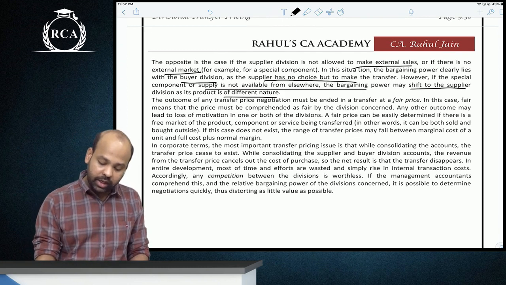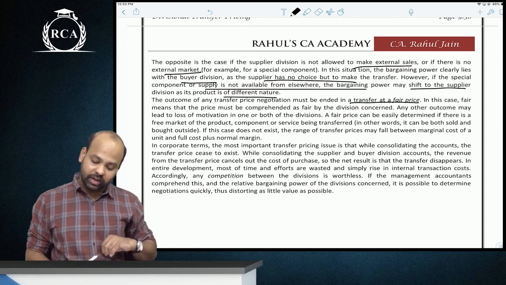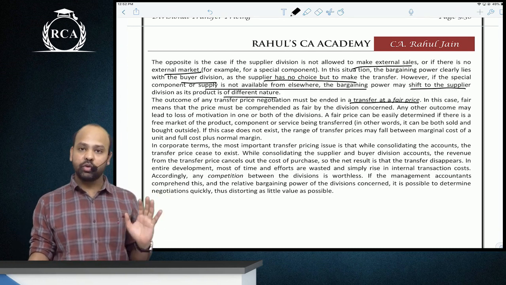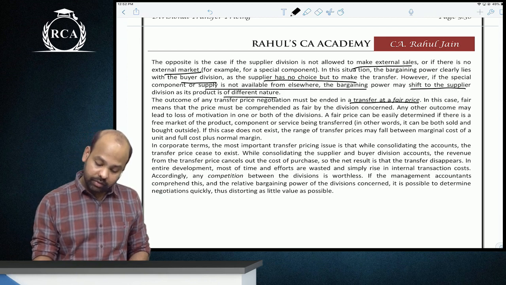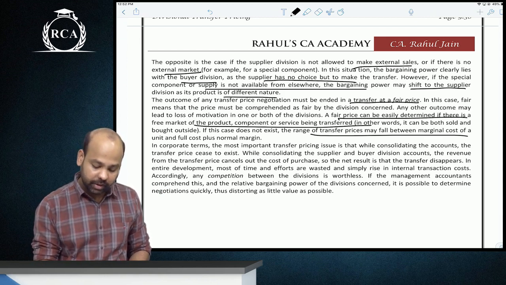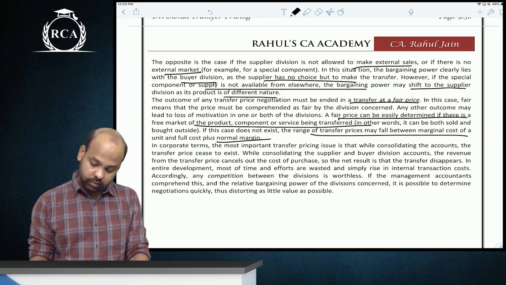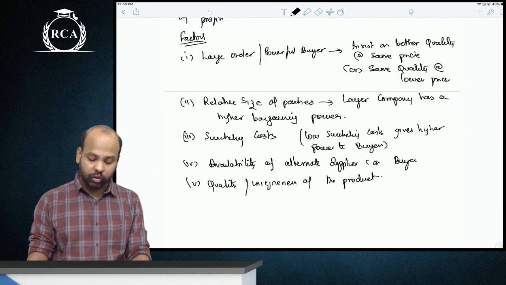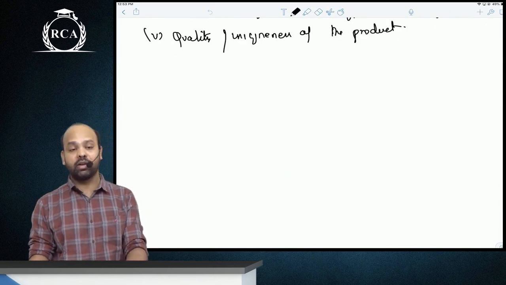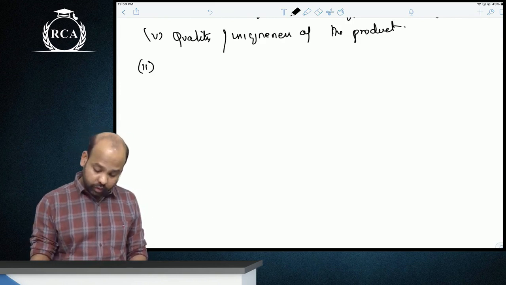The outcome of any transfer price negotiation must end in a transfer at fair price. Fair price is something where both are happy. So here, if there's a lot of free market, then fair price can be easily determined using the free market. Otherwise it will be somewhere between marginal cost and nominal margin. Nominal margin. Is it understood? So basically you do not want a lot of time invested in negotiations. Listen, I'm going to give you a summary.